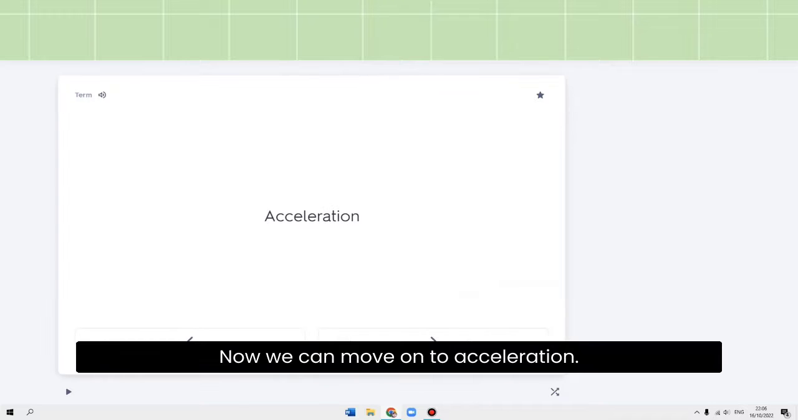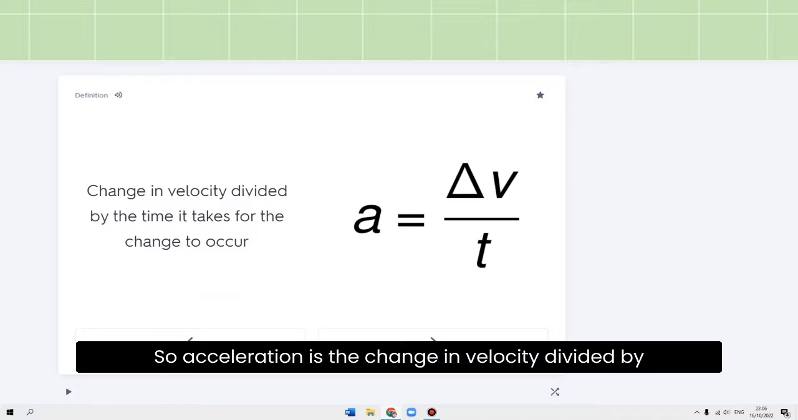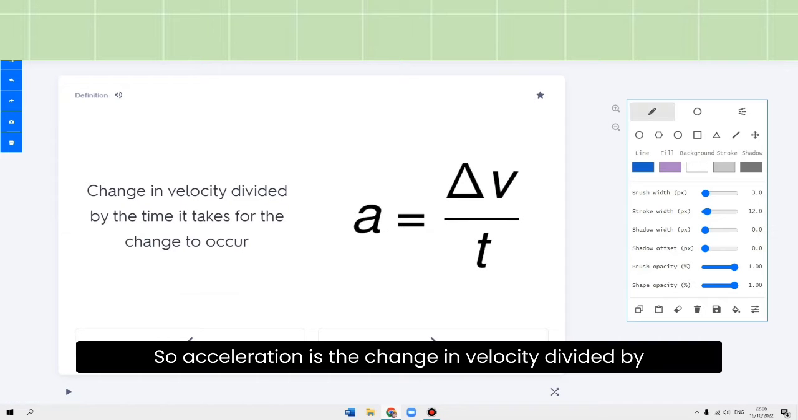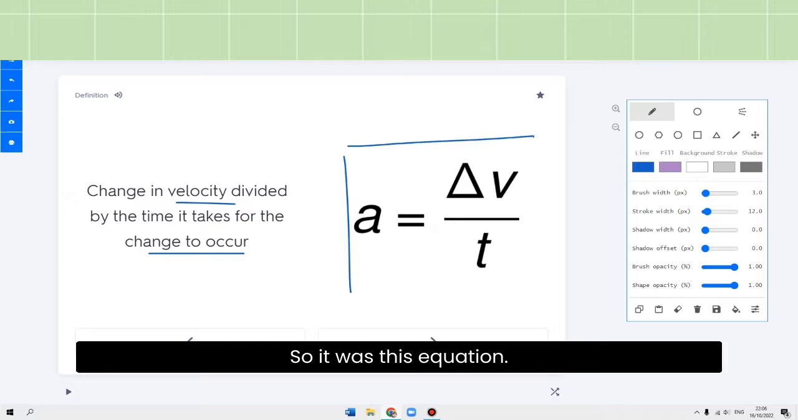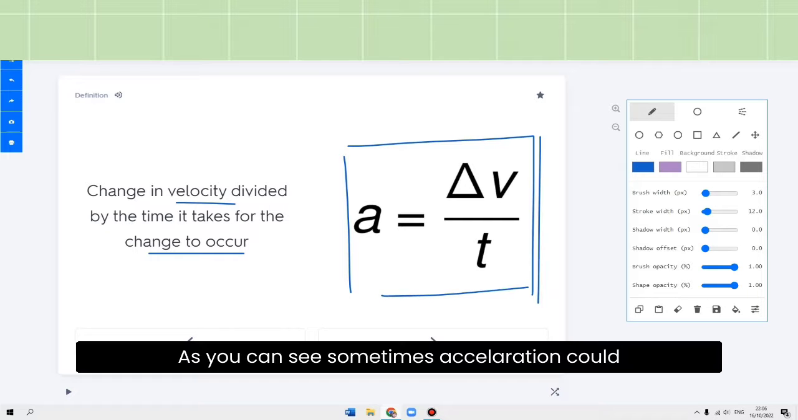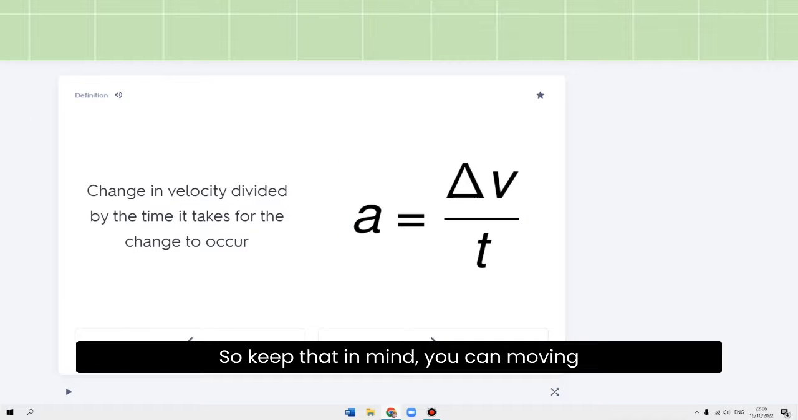Now we can move on to acceleration. What is acceleration? Acceleration is the change in velocity divided by the time it takes for the change to occur. This is the equation. As you can see, acceleration due to gravity could be about 10 or 9.8, depending. So keep that in mind.